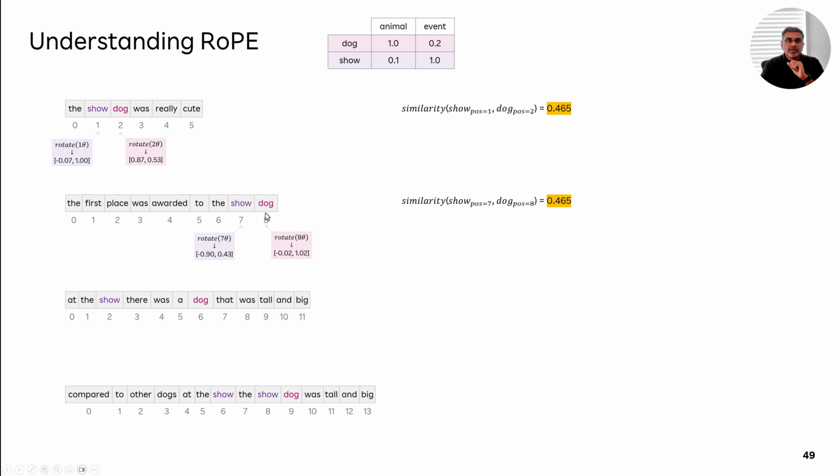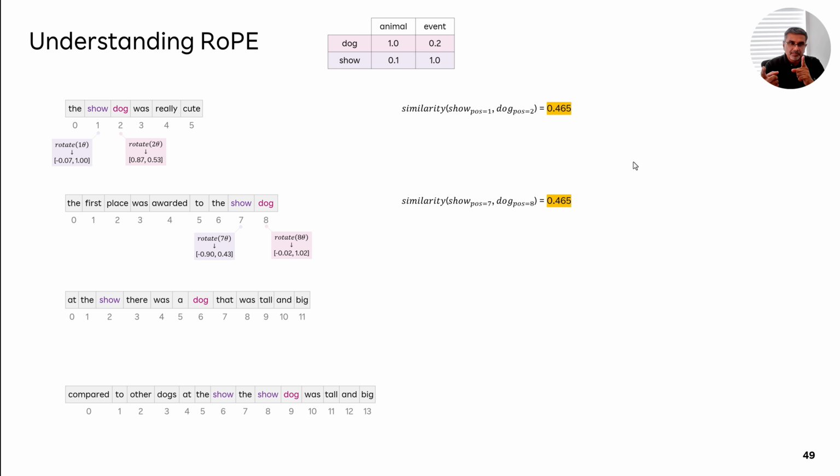Yes? Let's see that. So I take show, I rotate it by 7 degrees. Why 7 degrees? Because show is the 7th token. And I get this. I take dog, I rotate it by 8 degrees. And now I may take the similarity between show and dog. 0.65, exactly the same as this. So what have we established? What we have established is that RoPE, just by using this rotation based on positions, allows us to encode relative position information into the calculations.